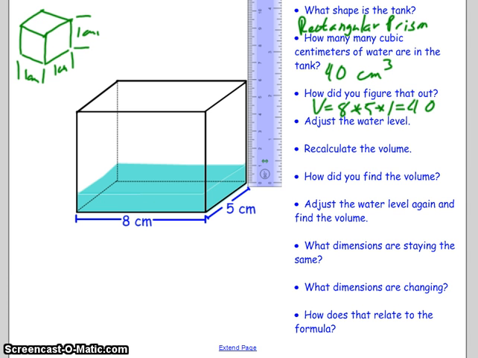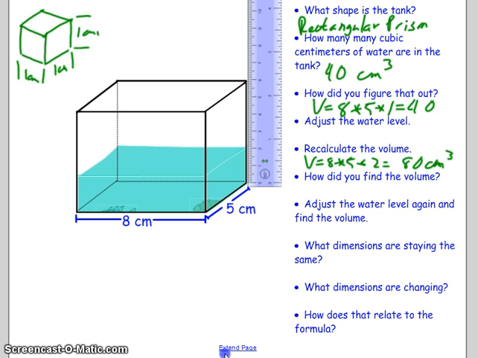If we raise the height of the water, bring it up to, let's say 2 centimeters, then the new volume, 8 times 5 times 2, gives us 80 cubic centimeters. So we have a volume of 80 cubic centimeters. That was all we did. We multiplied the length times width times height.